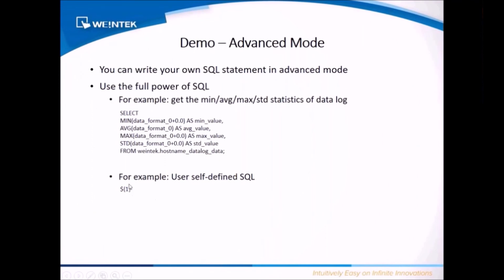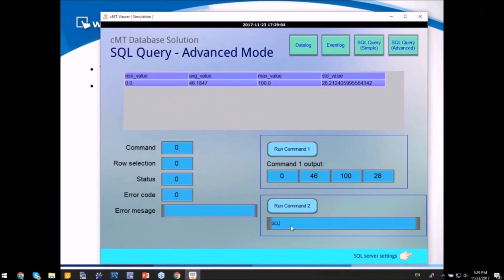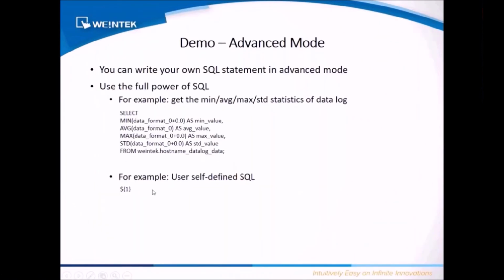Or for example here, you can use your self-defined SQL here. So let me show you here. I can select everything from heat, process, recipe, and run this command. Then you can select everything from this heat process recipe, or if I type in insert, you can write any SQL command here. So basically, this is what you can do with this powerful SQL query tool in EasyBuilder Pro.